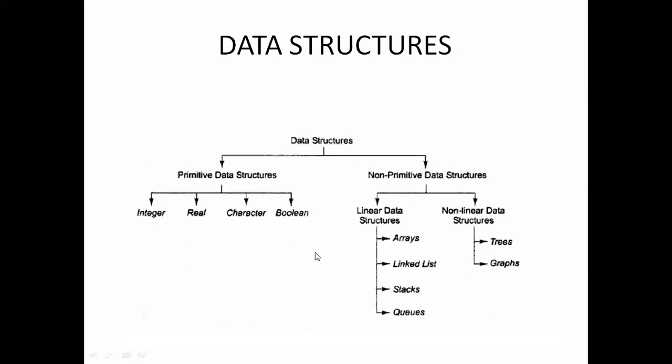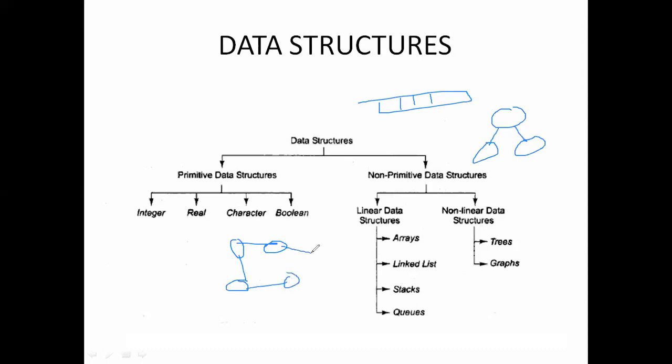Linear data structure means the data will be stored in linear order, and non-linear data structure means the data will be stored in non-linear order. I already explained this in the last class. This is the linear order; in this way we have to store the data. Non-linear order we represent in tree form or graphs. These are non-linear and this is linear.